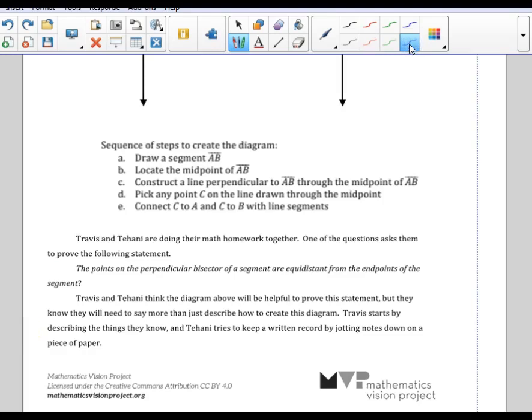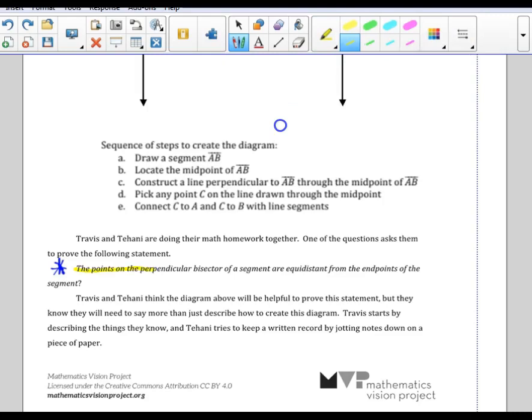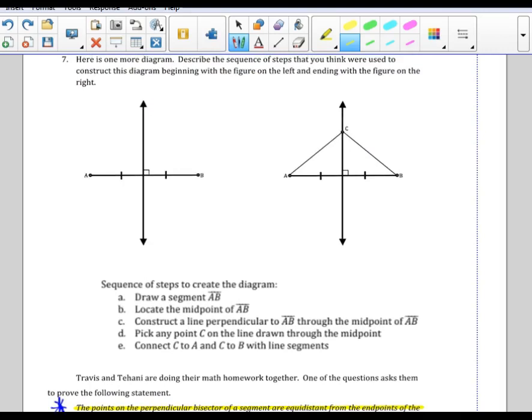So highlighting something that was on our vocabulary sheet is the fact that the points on the perpendicular bisector of a segment are equidistant from the endpoints of the segment. So Travis and Tehani were doing their math homework, and one of the questions asked them this question. So they went up to this diagram, and let's just call this line L. We know that line L is a perpendicular bisector. If this is a right angle, we also know that this on the right and the left would be a right angle because those two angles have to add to 180 degrees.